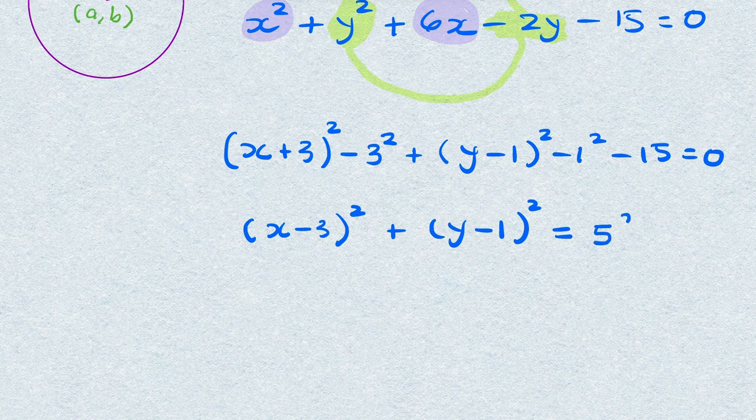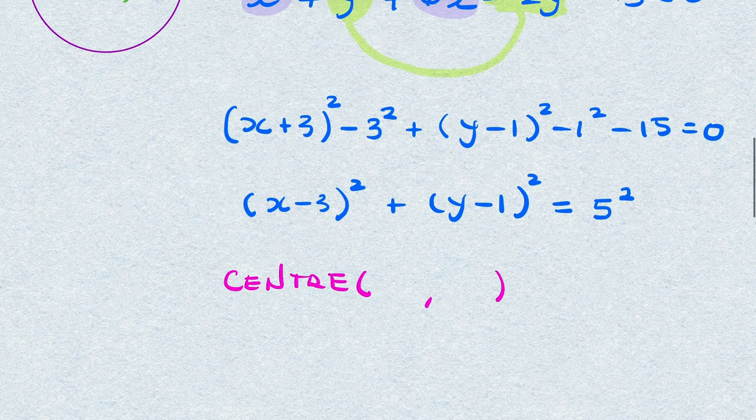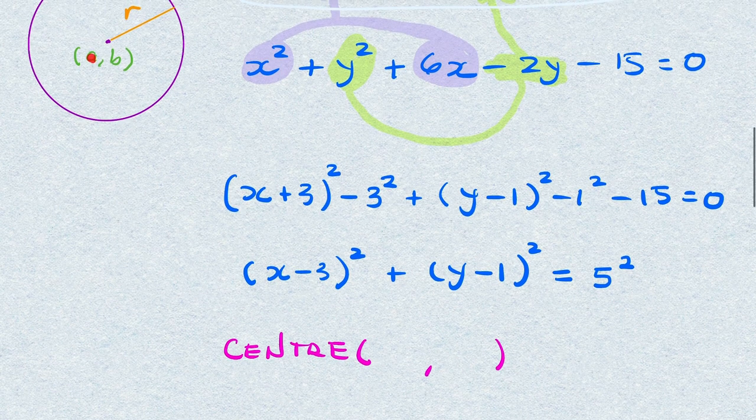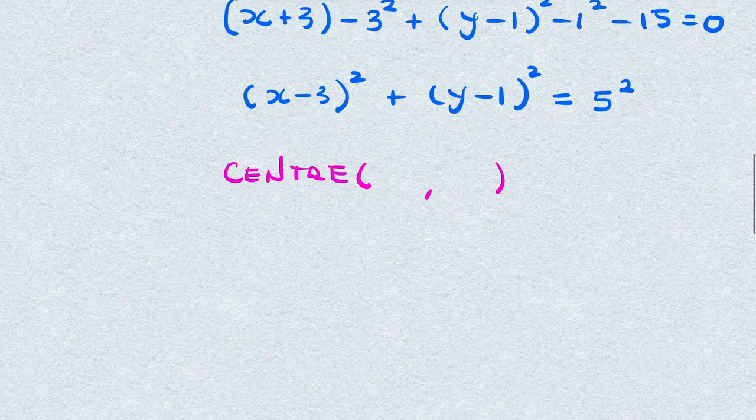So I can write that as 5 squared. So I can now say that the center of the circle, remember we said it's a and b. So a is what's subtracted from x and b is what's subtracted from y. So the center will be (3, 1), and the radius will be 5.